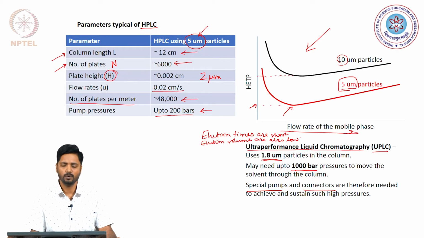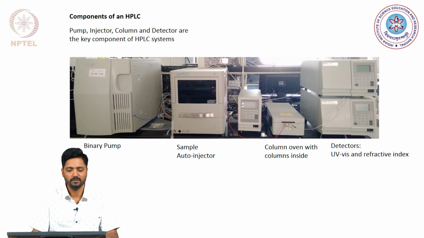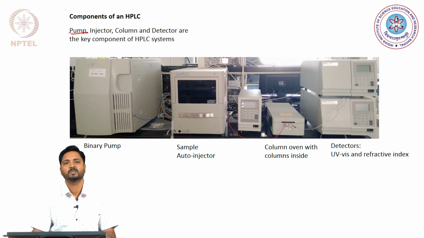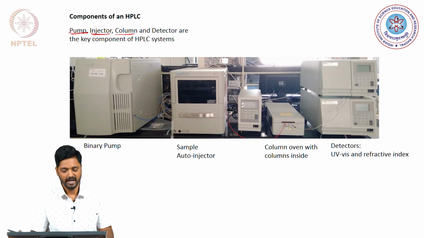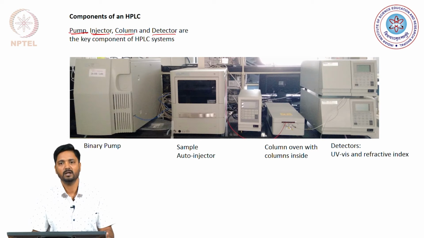Now, let us go back to the HPLC system and see what the components are that make up an HPLC system. So, we have a pump which will pump the liquid into the chromatography system. We have a sample injector, and then the actual column for the HPLC, and finally, we will have a set of detectors to detect the analyte that is coming out of the chromatography column.